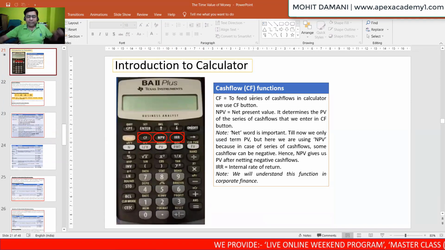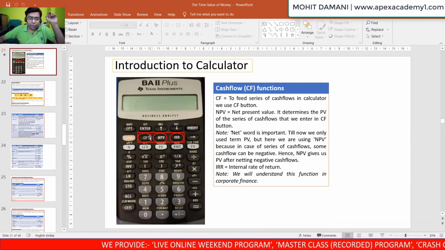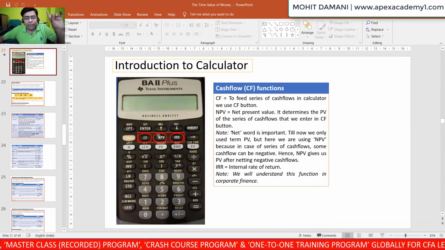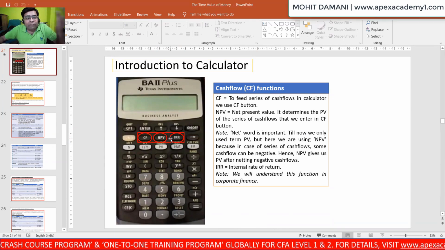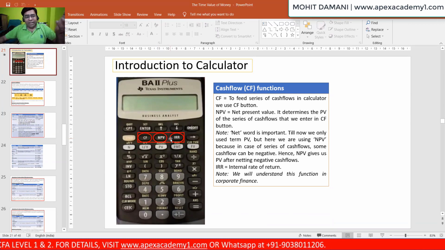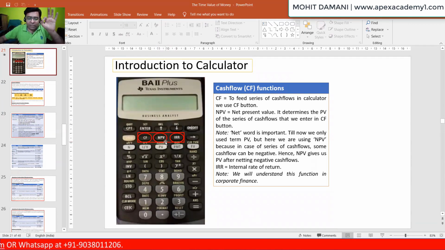CF means to feed the series of cash flows. NPV is net present value. I'm not going into detail again. NPV and IRR are covered in much detail as part of corporate finance capital budgeting, so the meaning, everything is there. I'm just touching that and moving ahead. Our lectures definitely cover it in great detail. CF stands for cash flow, so we'll plug in the cash flows. These are the two output buttons. This is the input, this is the output.